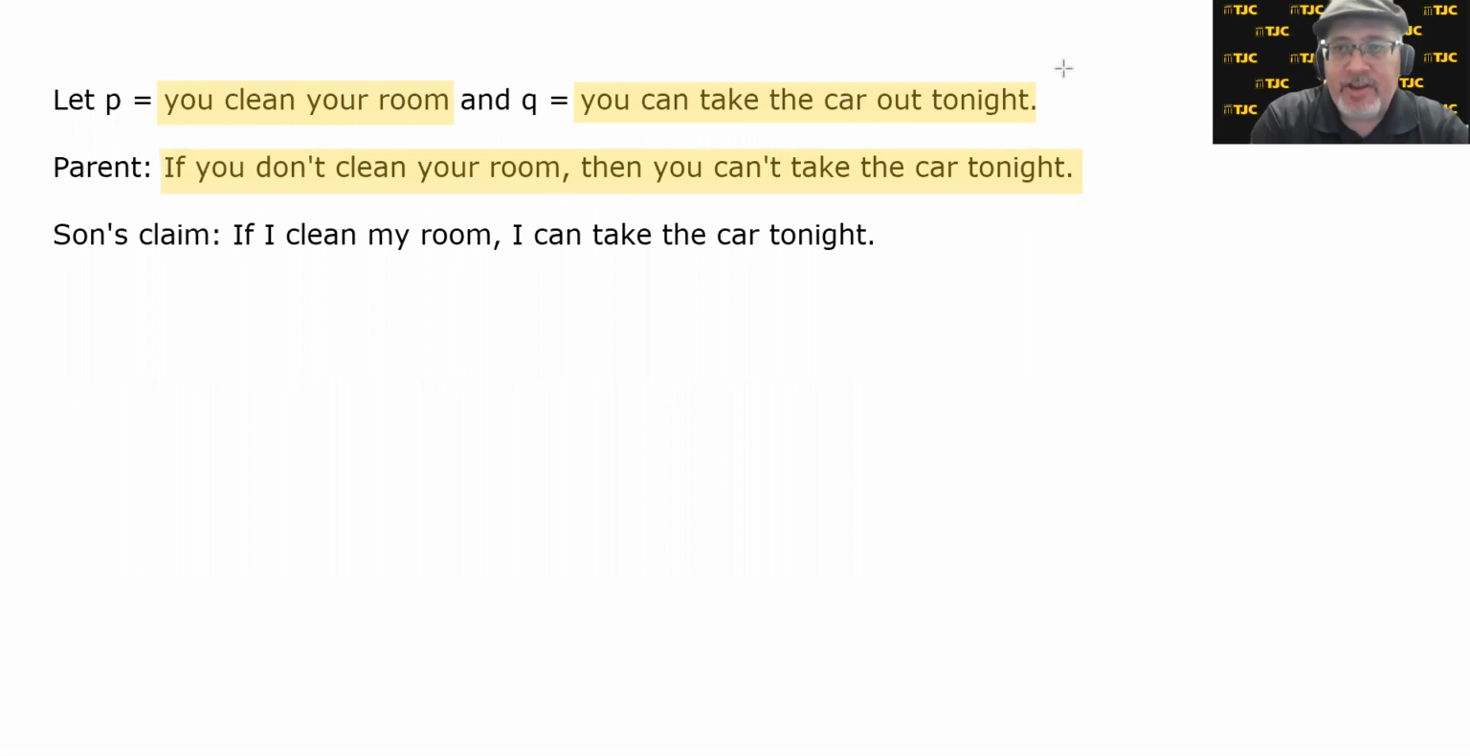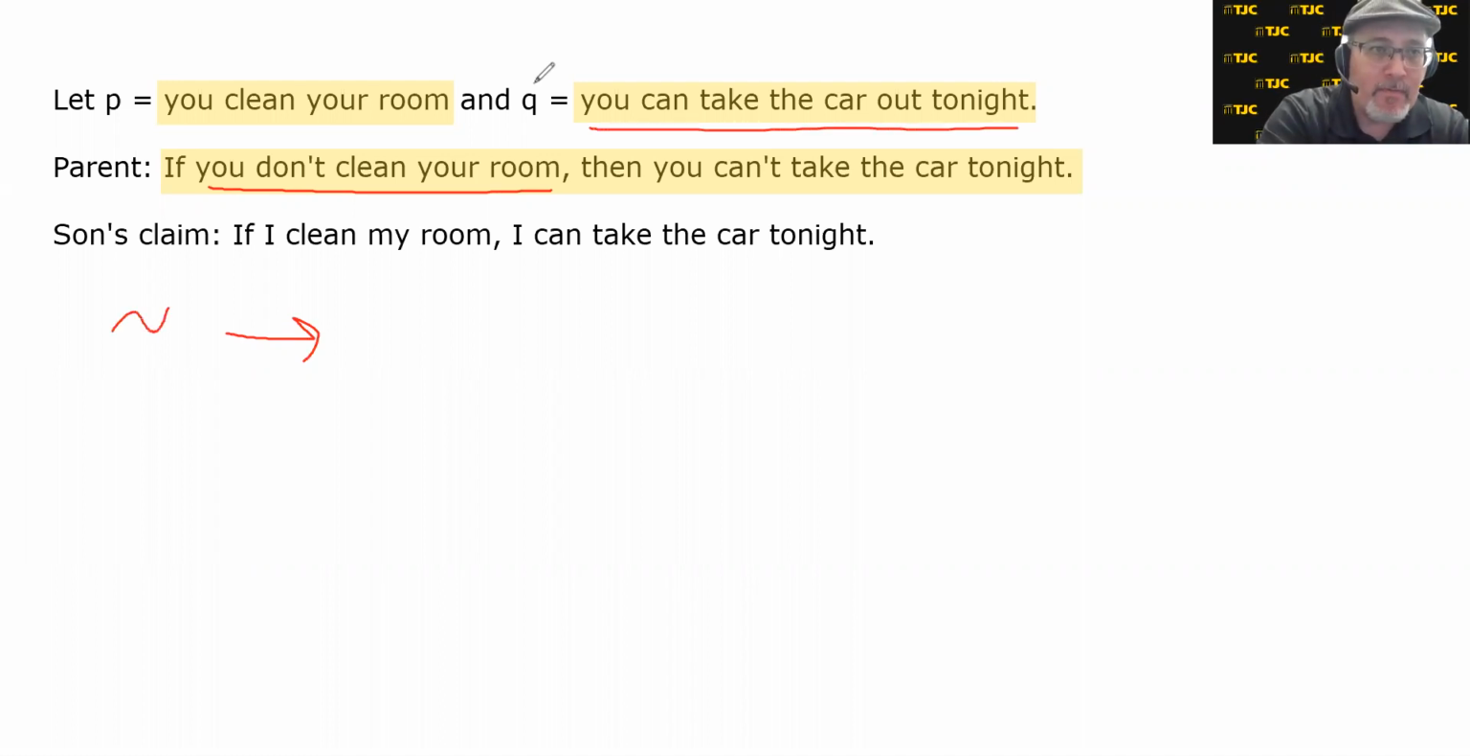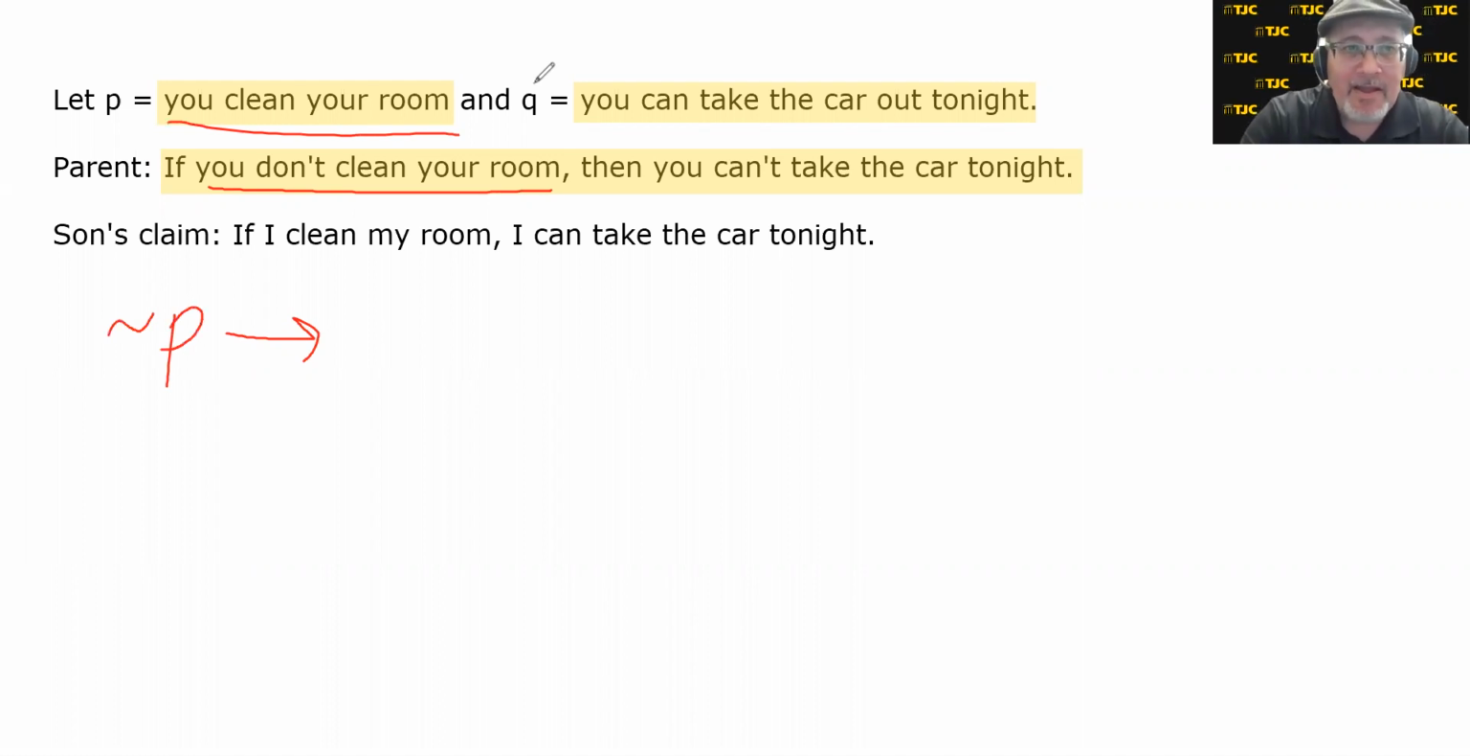First off, it's clearly a conditional. So let's go ahead and write the conditional. The left of it said, you don't clean your room, that's the negation of Q. That is not the negation of Q. That is the negation of P. Then you can't take the car out tonight. That's the negation of Q. So this is what I said.